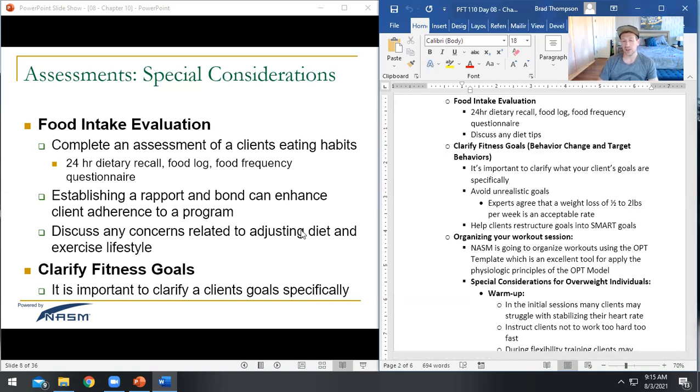And then we need to clarify what our clients' fitness goals are, right? Obviously, when we're sitting there and we're talking about what our clients' goals are, it's like, what is it that you want to achieve?